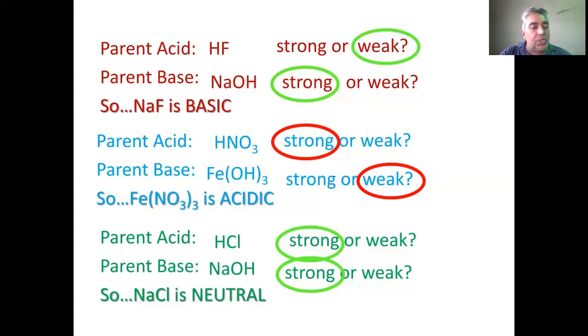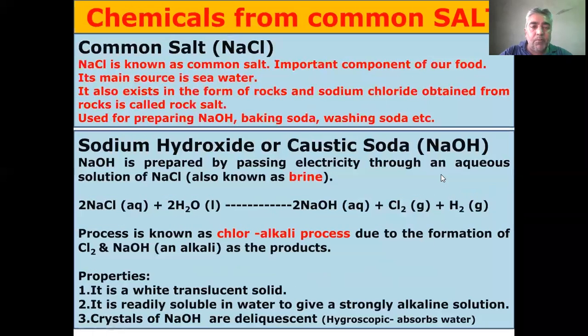The parent acid HCl is strong, and the parent base sodium hydroxide is a strong base. So NaCl is a neutral salt. Here the different types of salt are shown on the basis of whether they are acidic, basic, or neutral. Three types of salts are formed.